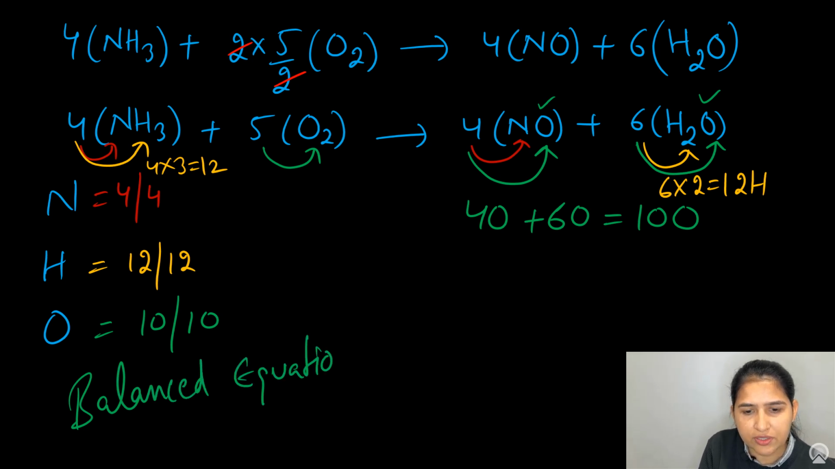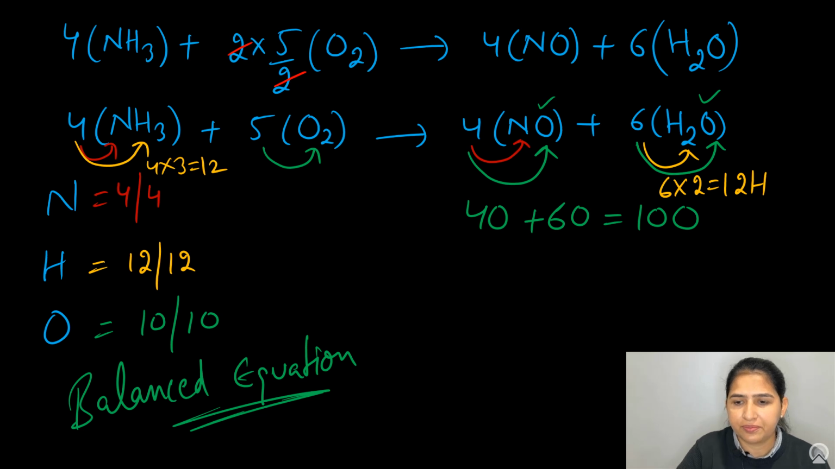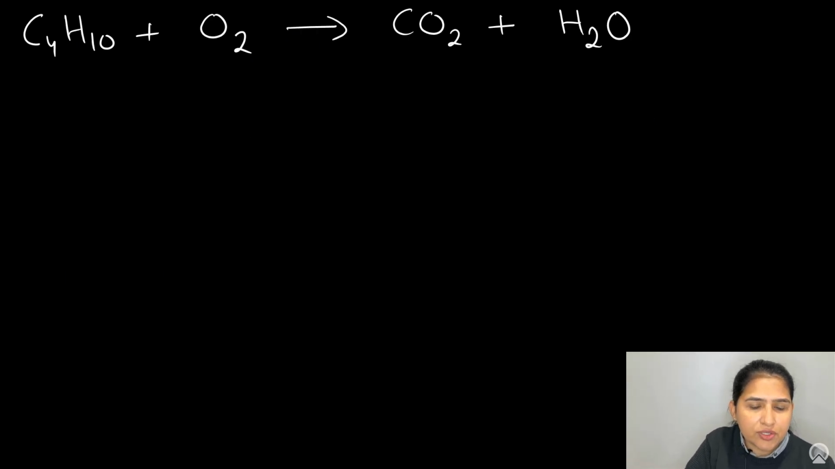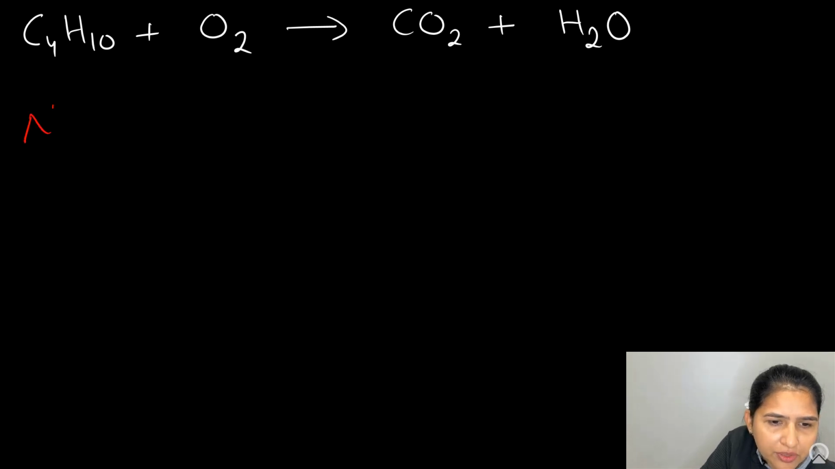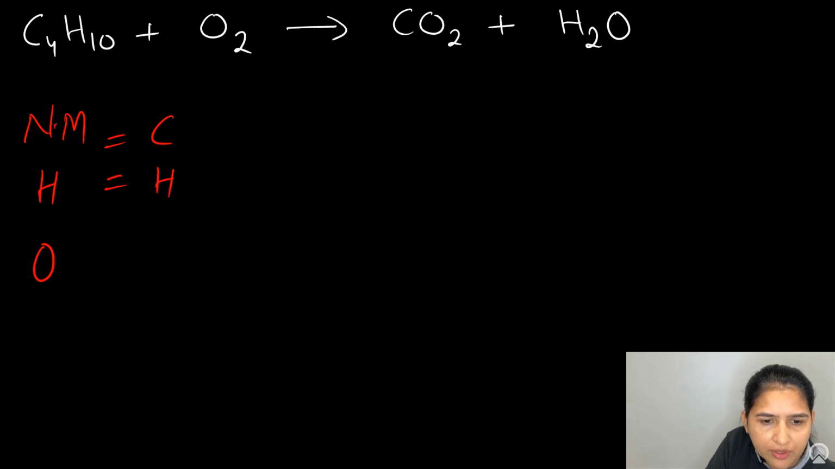Yes, now let's go to the next. Okay, so again we are having a pretty easy equation for us. Now let's try it together. So if I can see, I don't have any metal in this. So let's go to the non-metals, hydrogen and oxygen. And as a non-metal I am having carbon, and the rest I am having hydrogen and oxygen.